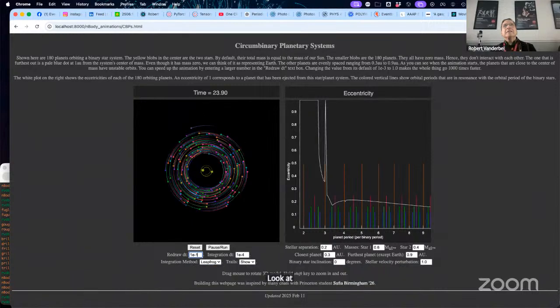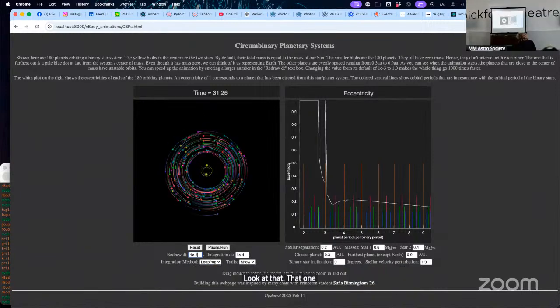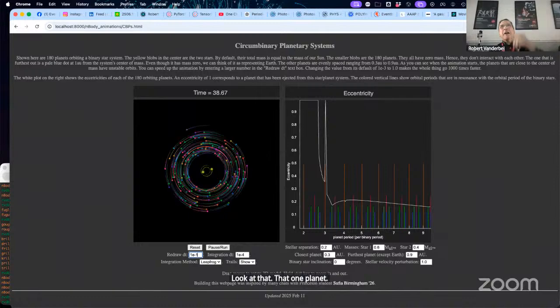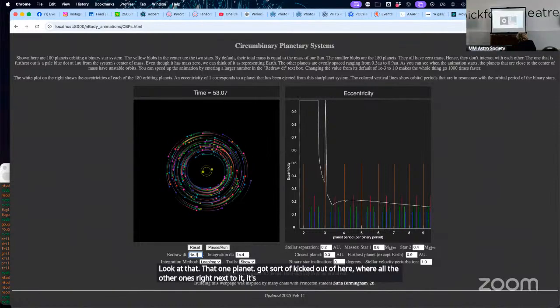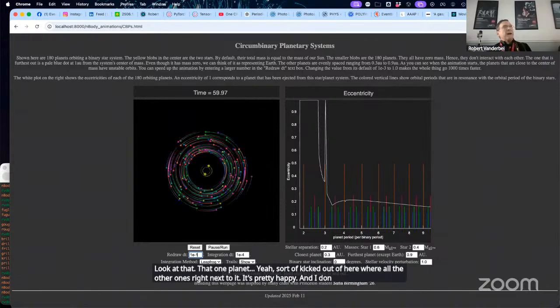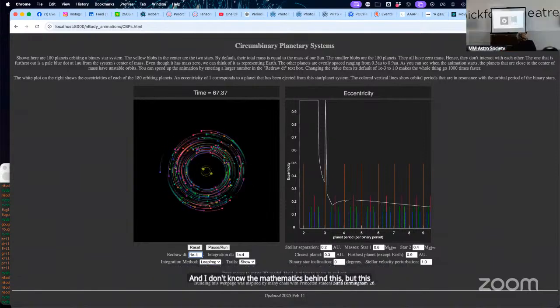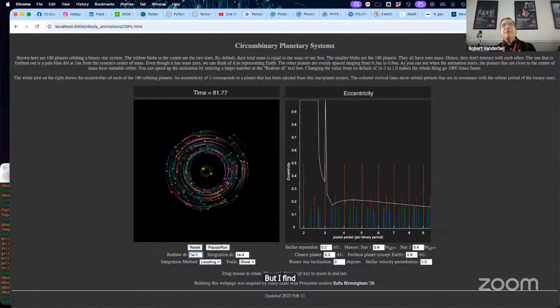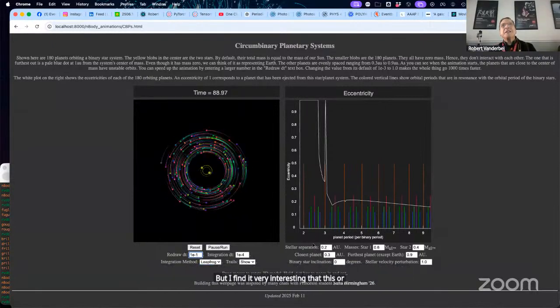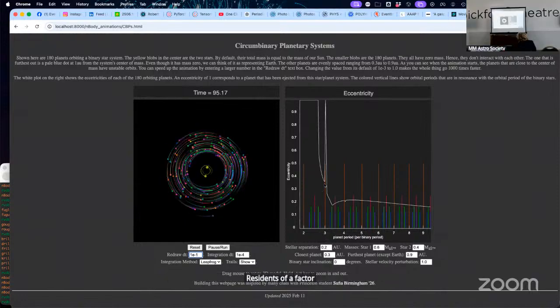Look at that. That one planet got sort of kicked out of here, where all the other ones right next to it are pretty happy. And I don't know the mathematics behind this, but this is a known thing. It's not a discovery of mine. But I find it very interesting that this orbital resonance of a factor of 3 kicks this one out.